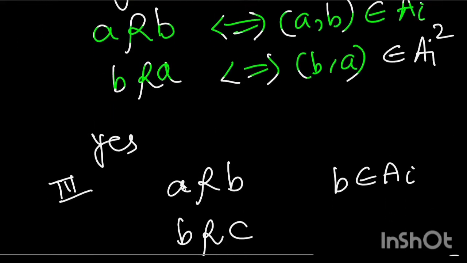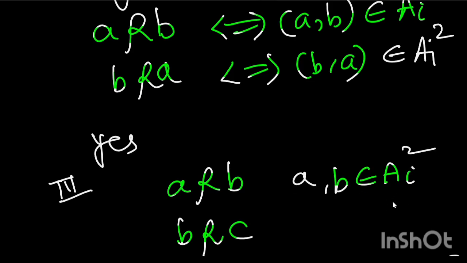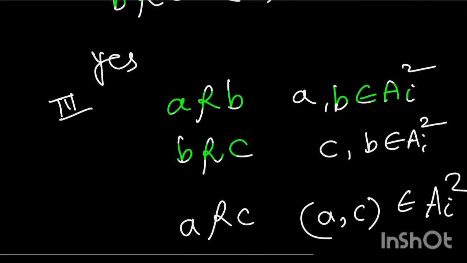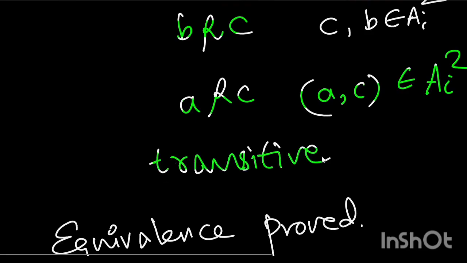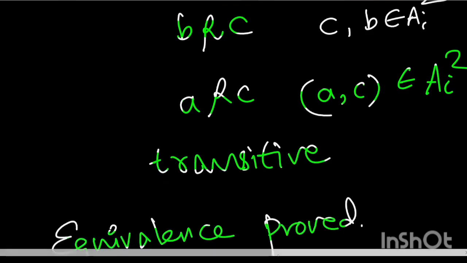Now testing for transitive, the third part: A R B, B R C. If B belongs to Ai, obviously A will also belong to Ai. So (A, B) belongs to Ai square. Now since B belongs to Ai, C will also belong to Ai. So (A, B) and (B, C) belong to Ai. So obviously (A, C) will also belong to Ai square. So transitive is proved. Hence the equivalence relation is proved, and yes, it is an equivalence relation.